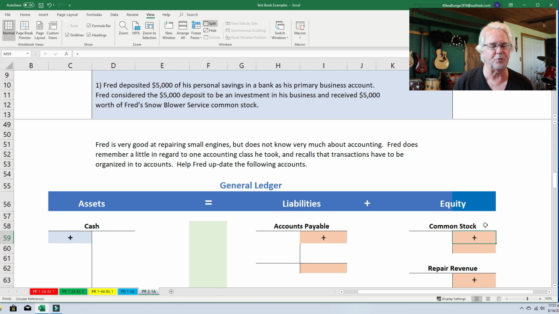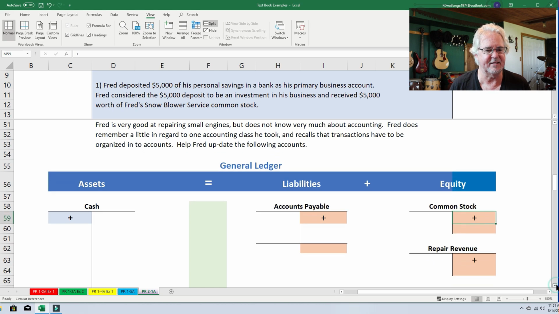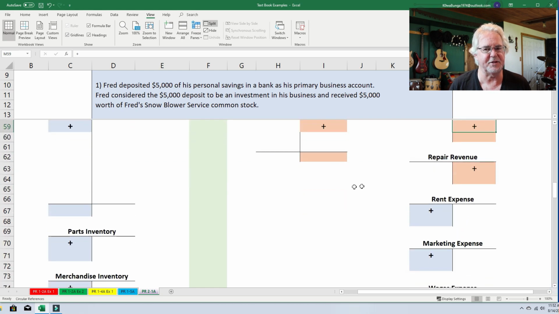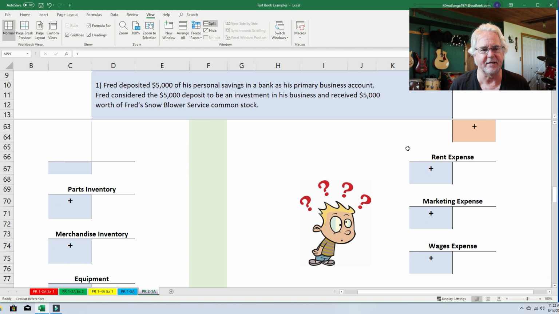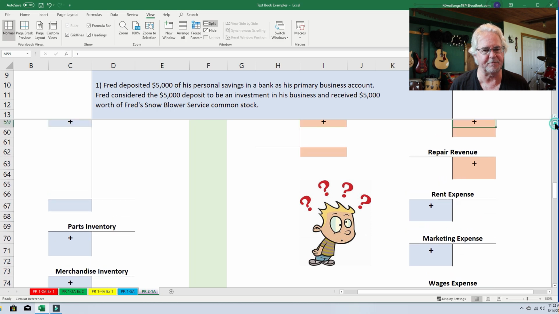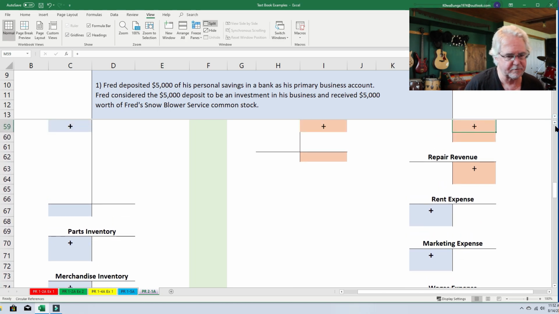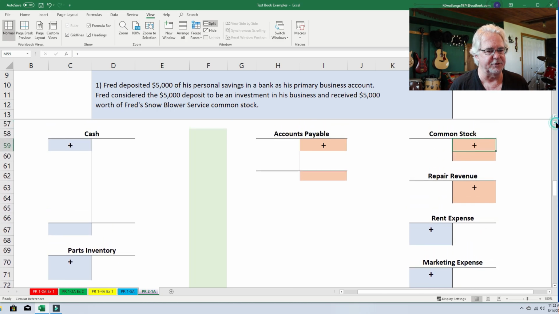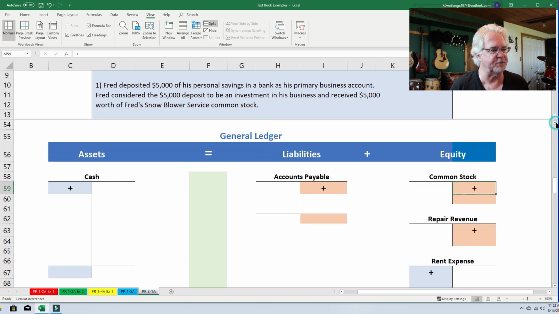However, there is one major exception to this rule, and it's all the expenses. All of the expenses are underneath equity, but their plus sign is on the left-hand side. And this might be hard to remember at first, but it'll be pretty easy. So here we go. Let's get started. Let's just learn by actually doing it.